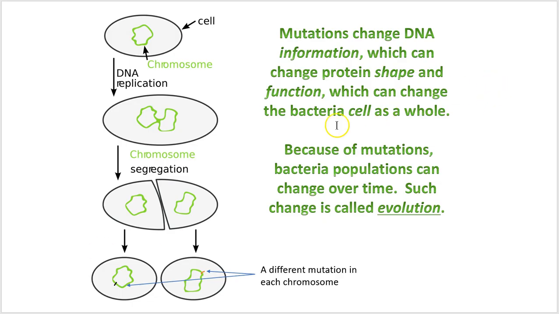So mutations change DNA information, which can change the shape of a protein, which can change the function, and therefore the cell as a whole. As mutations occur, then the offspring of the parent will be different from the parent and possibly different from each other.